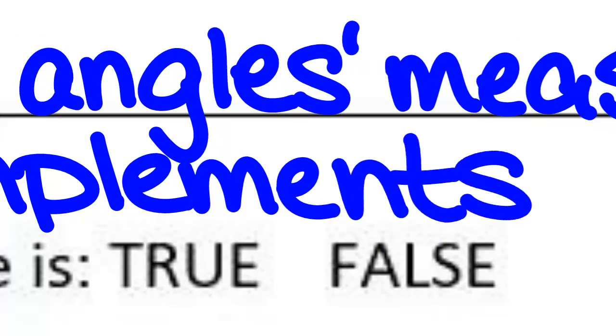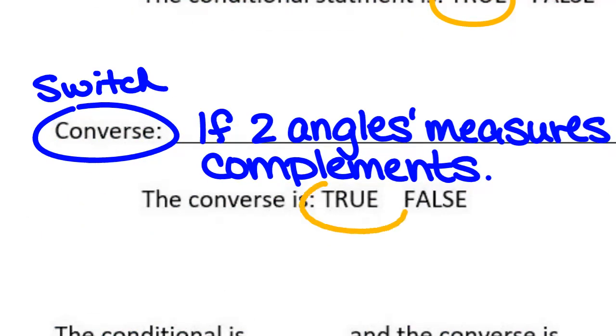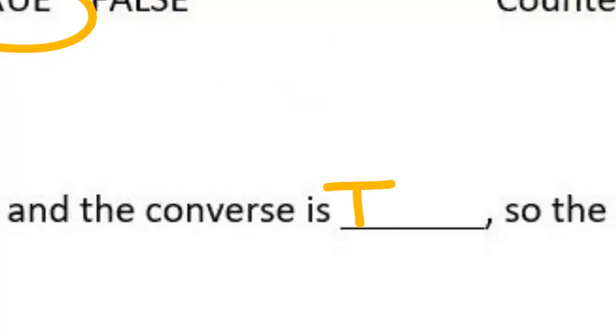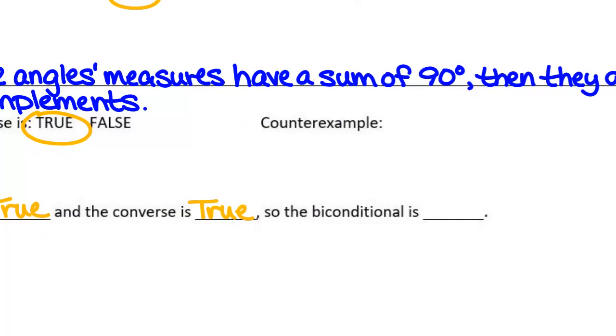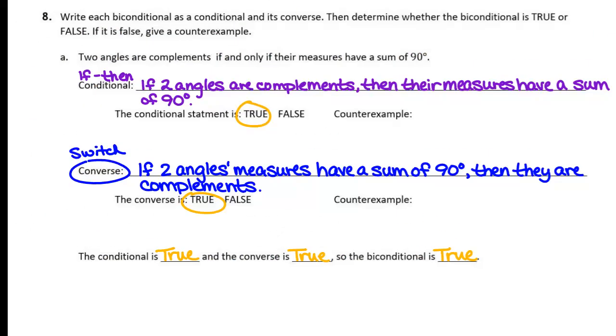Is that true or false? That is true. So my conditional is true, and the converse is true. So is the biconditional true or false? True. They both have to be true for the biconditional to be true.